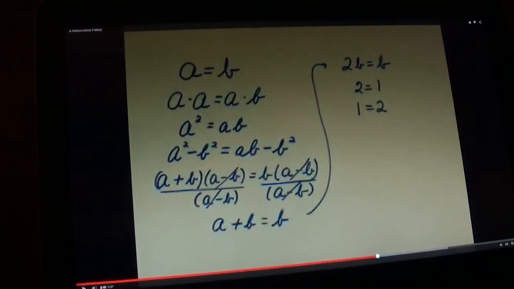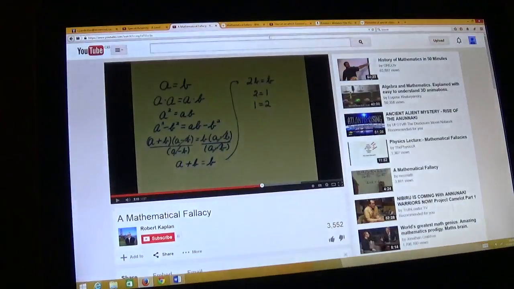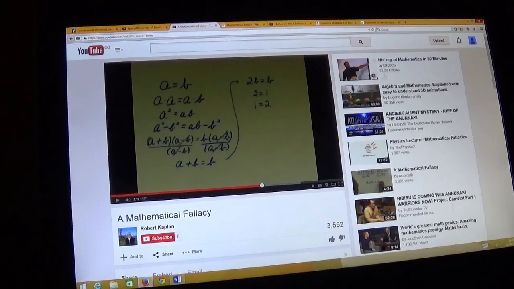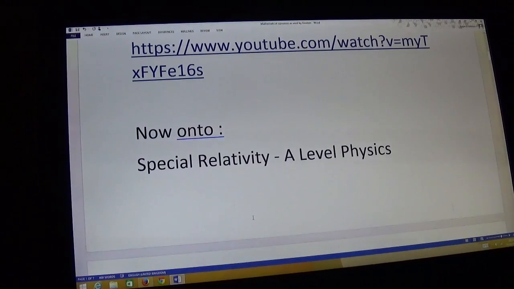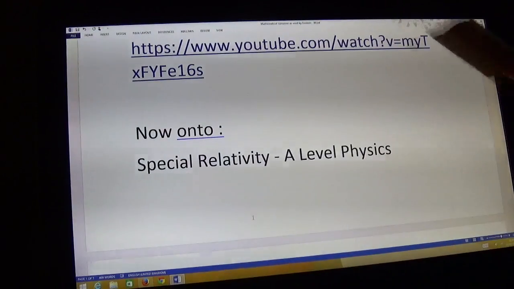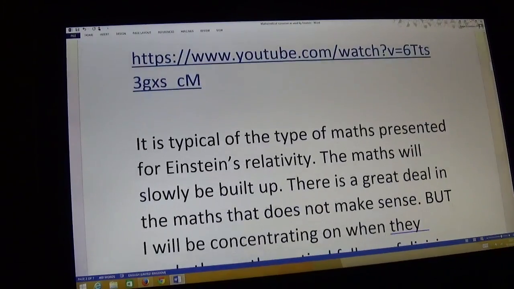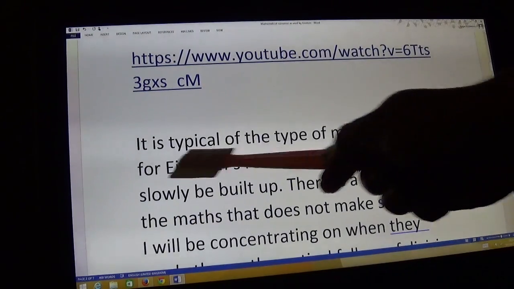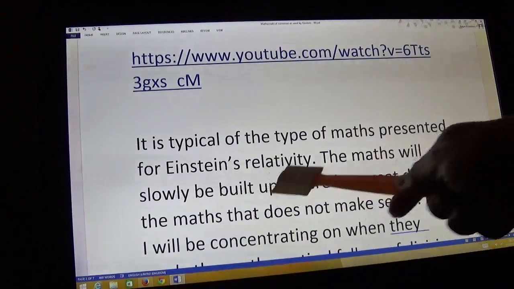And Einstein's believers in Einstein like to use that sort of maths, as you will now discover. Let's go back to my link here. Now on to the video, Special Relativity A-Level Physics. Yeah, right, it's at that link. It is typical of the type of maths presented for Einstein's relativity.